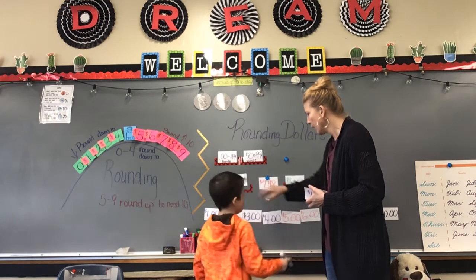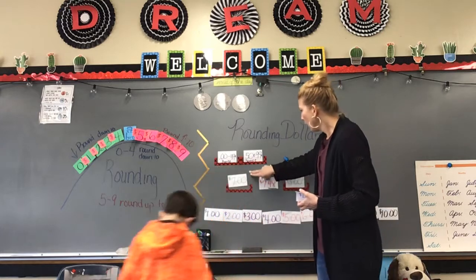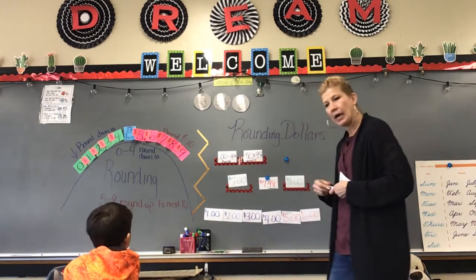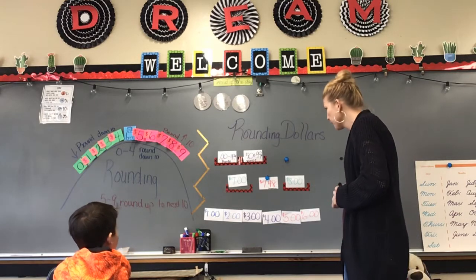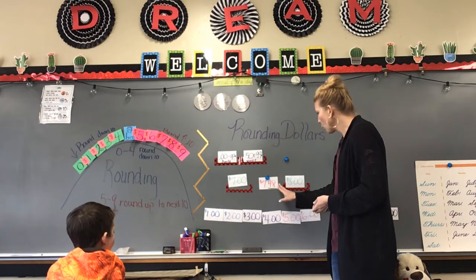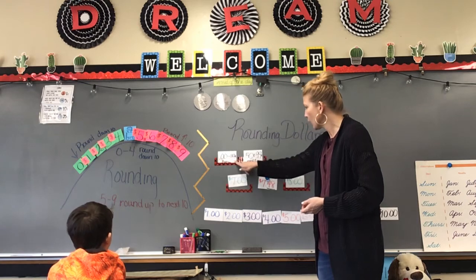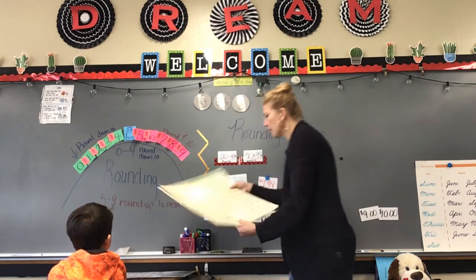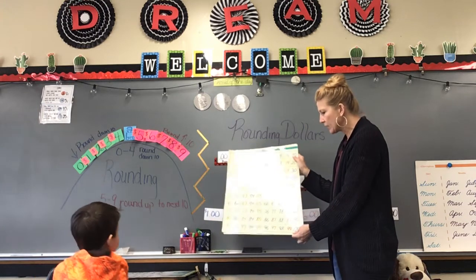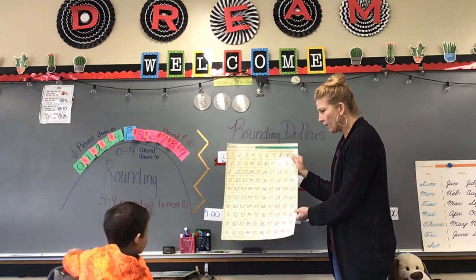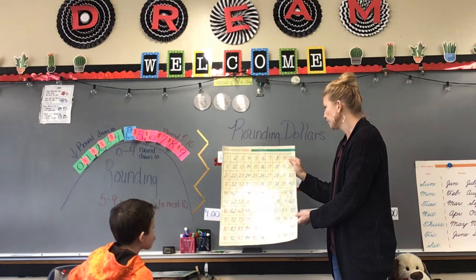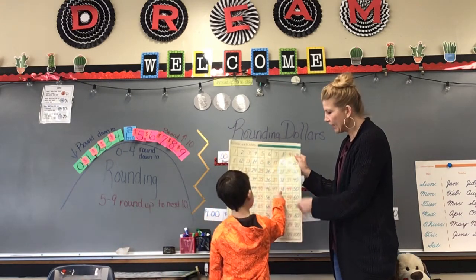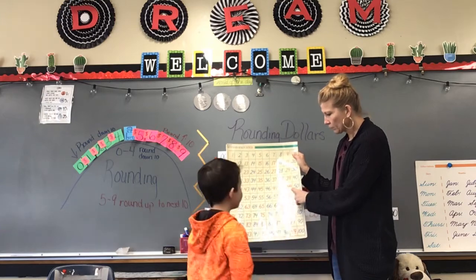He's on target. Okay, now, again, I go to my chart here and I decide. Where would I find 48 cents? Is it in 0 to 49 cents or 50 to 99? All right, Ben, come up and find 48 cents on our number chart here. Where is it? 5, 4, 3. He got it. Good job.